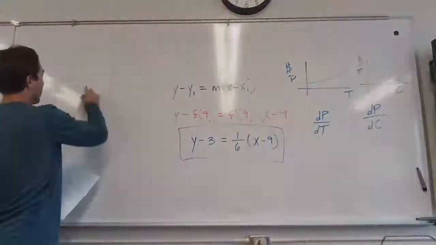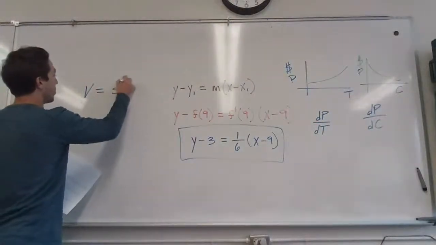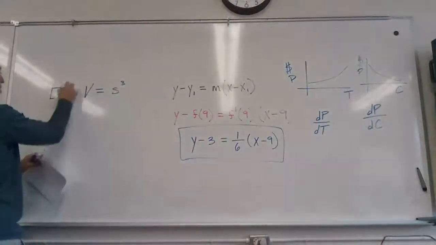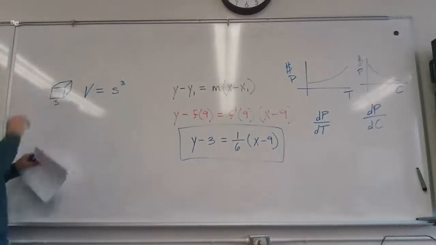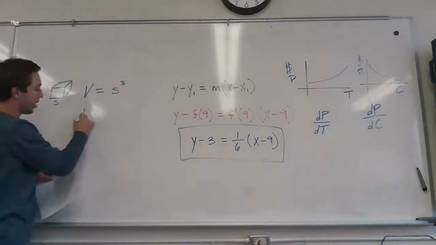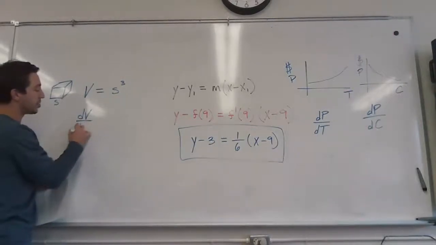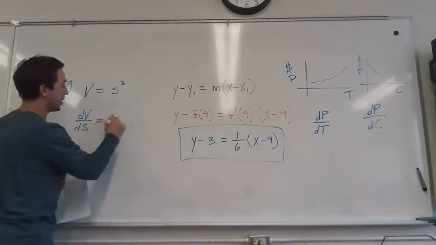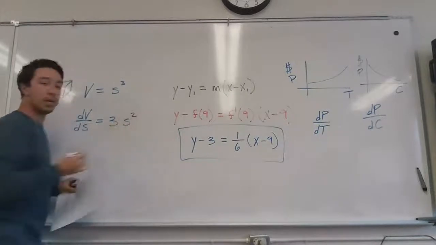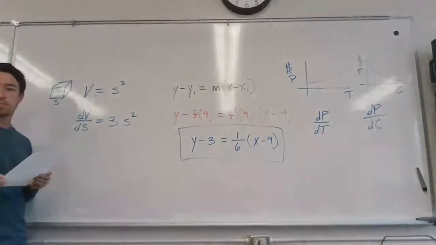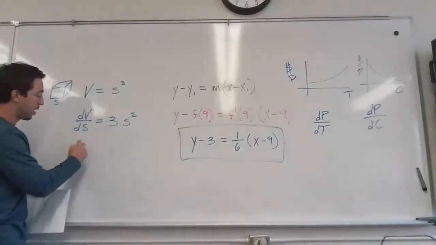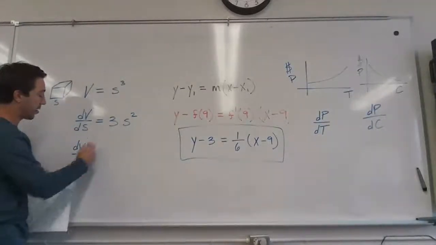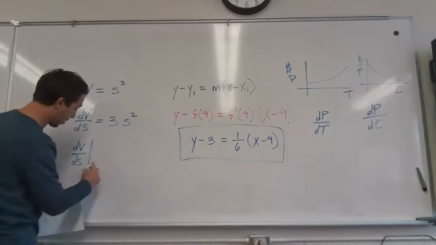So when you have V equals S cubed, right? This is a pretty familiar formula, hopefully. Here's a cube, here's a side length S, S by S by S. And you can say, okay, the change in the volume with respect to the side length is 3 times S squared. Does that make sense? But then that derivative evaluated when the side length is 4.